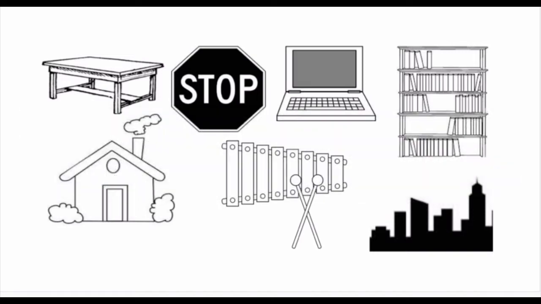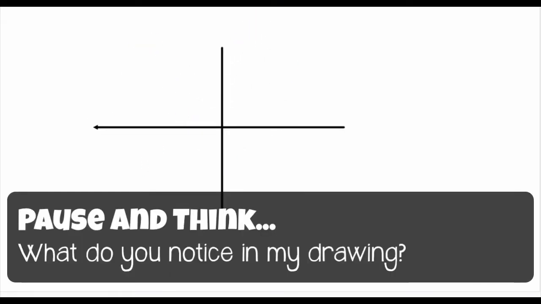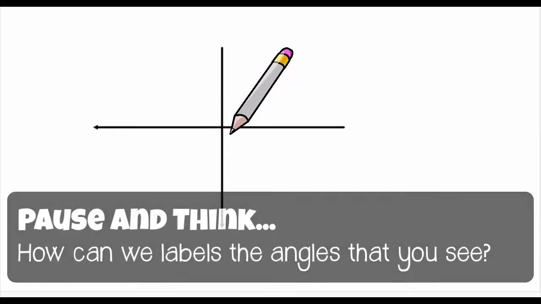Alright guys, before we jump into looking at all these pictures, I'm going to look at one other thing real quick. I'm going to draw a picture for you guys. I'm going to draw some lines here. So if I drew a line going this way, a line going this way, what do you guys see? What do you notice here? Awesome. I have two rays, I guess you could say. And I have four angles definitely going on. I have like 1, 2, 3, 4 angles going on in here. How can we label those angles?